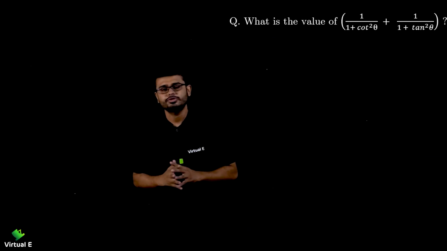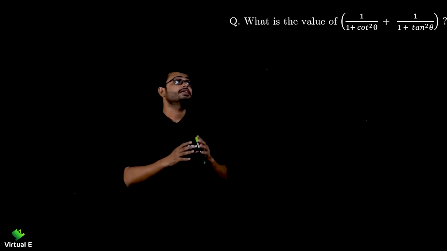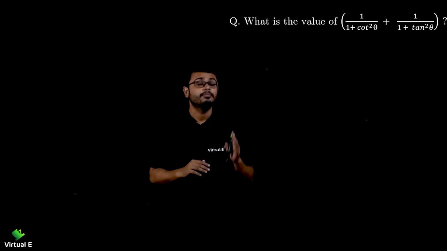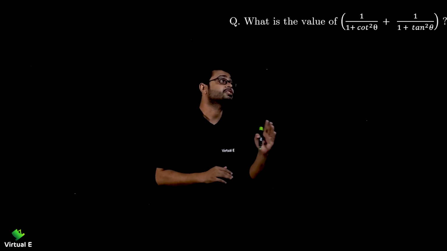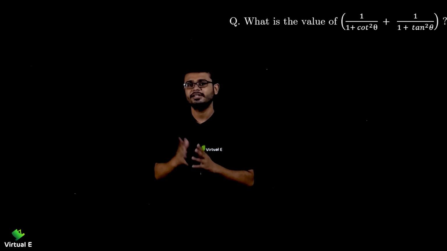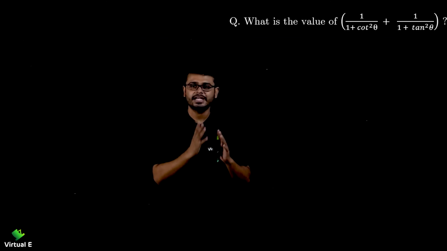Let's discuss two more questions. What is the value of 1 upon 1 plus cot square theta plus 1 upon 1 plus tan square theta? This is a very small question. I think you can see the identity directly. You can substitute, simplify a little bit and get the answer.